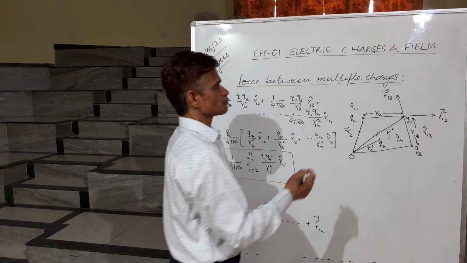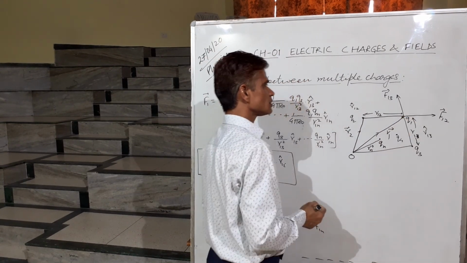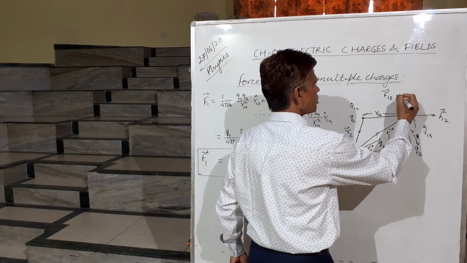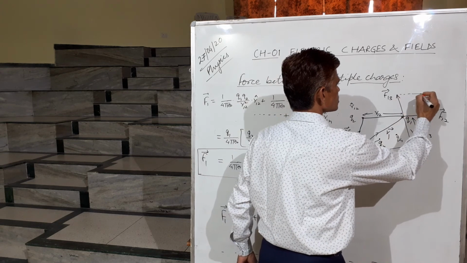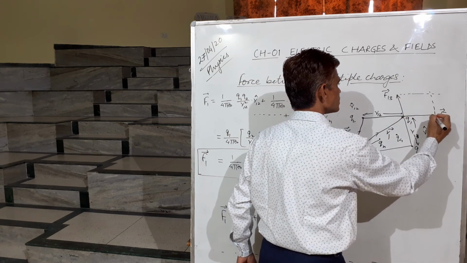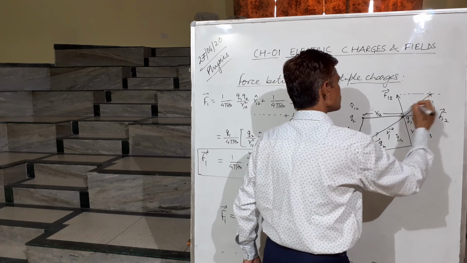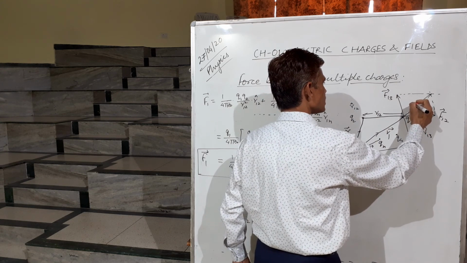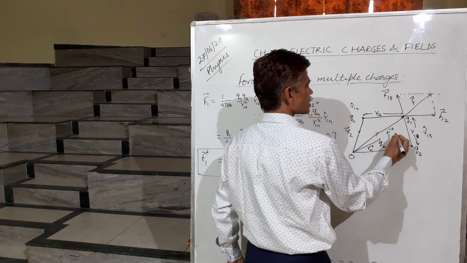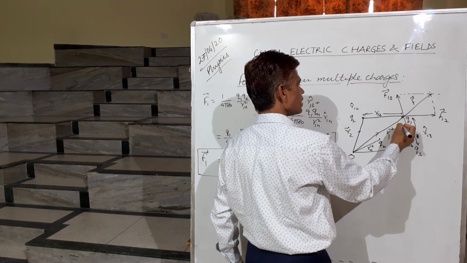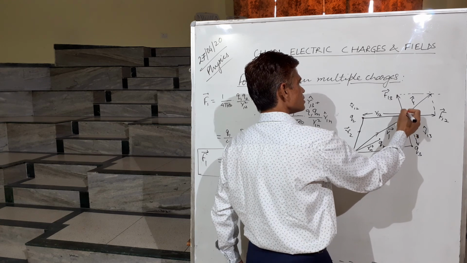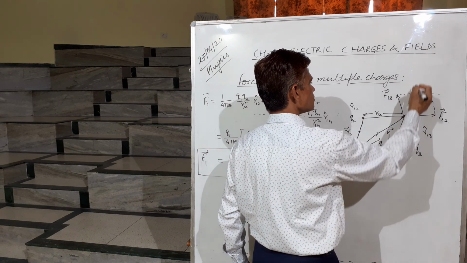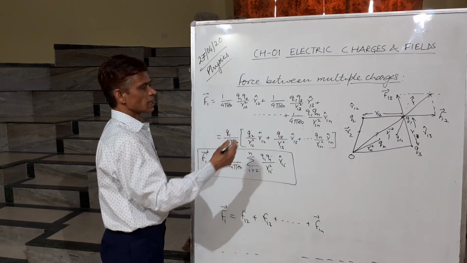Now what is its direction? The direction of this force we can determine by using the parallelogram law of addition of vectors. Draw a line parallel to this vector and a line parallel to this vector. The resultant of these two forces, vector F12 and vector F13, will be this vector. Suppose this is having this direction, the resultant of these two forces. In the same way we can proceed to calculate the rest.